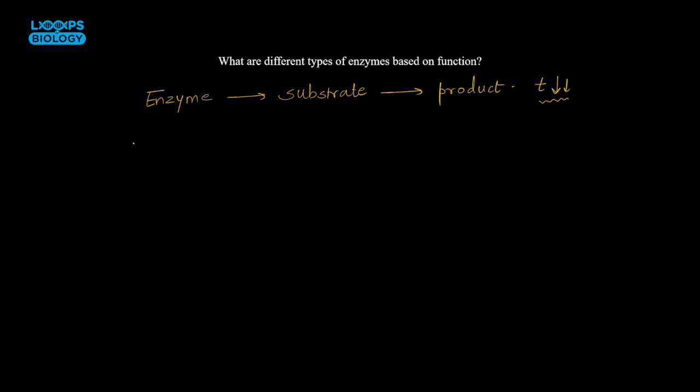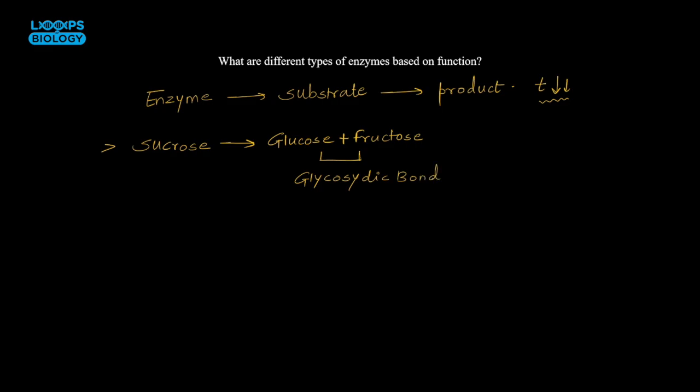So if I'm considering sucrose, sucrose was made up of, guys, glucose plus fructose. Correct. So sucrose was made up of glucose and fructose. But that bond between glucose and fructose was a glycosidic bond. What if I told you that I want to obtain glucose and fructose separately from the sucrose? Then what will I have to do?